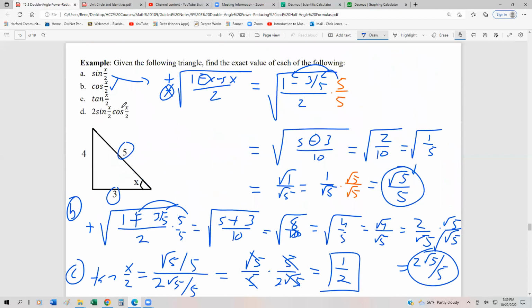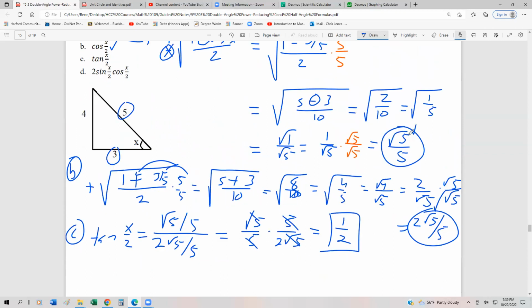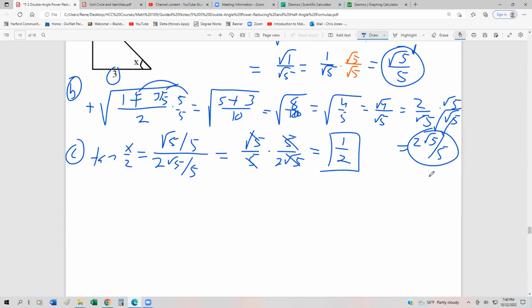So that's probably an easy way to be able to get to the tangent function. The last thing we'd have to do is find 2 sine of x over 2 cos of x over 2. And so we already know the answers to these. Okay, so right here is sine of x over 2. Here's cos of x over 2. And so we just multiply those out.